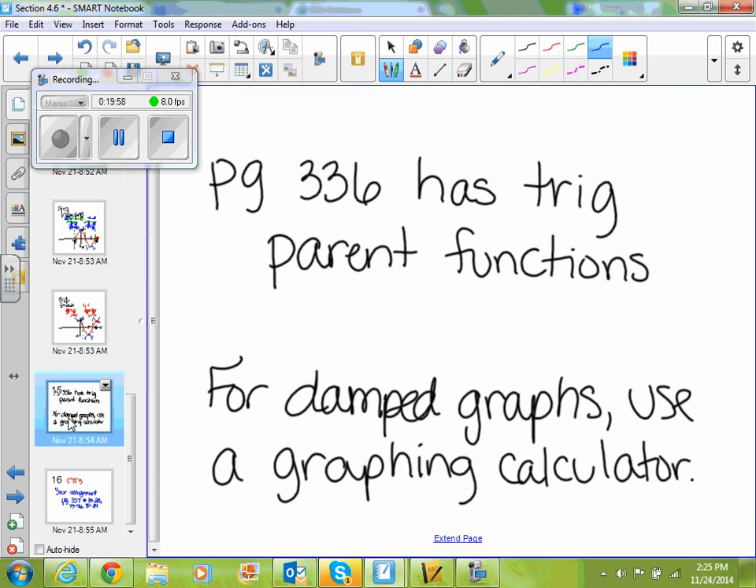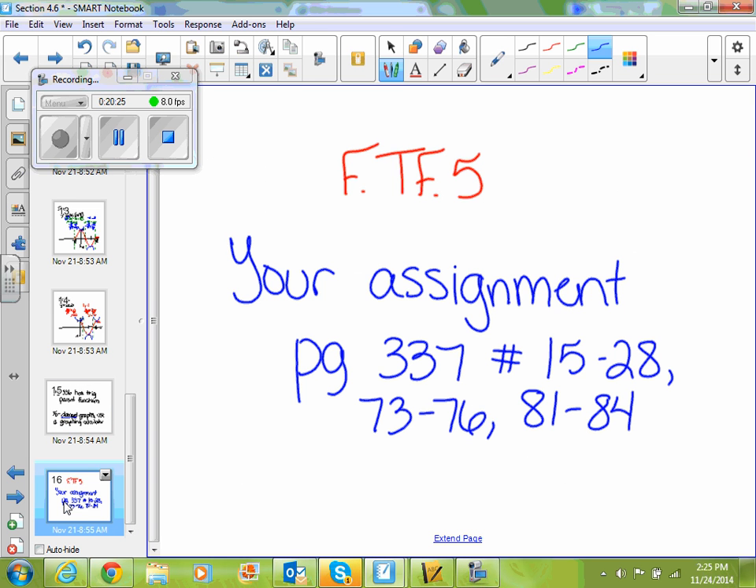Page 336 has all of your trig parent functions, so if you forget what they look like, you can look on page 336. The other type of graph we didn't go over and we're not going to go over is what's called a damped graph, and that just means that you have 2 functions put together, like x squared times sine of x. And I want you to do those all on a graphing calculator. So you'll just plug those into your graphing calculator to graph them, and then you'll just sketch the graph. You'll have about 6 of those to do, I think.